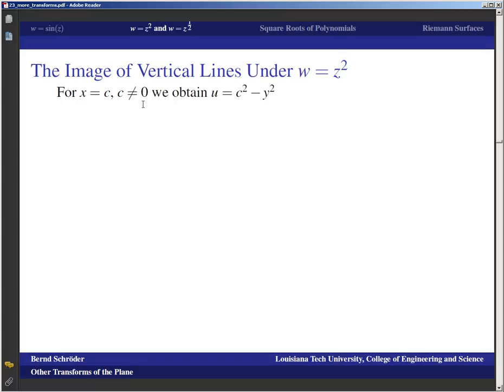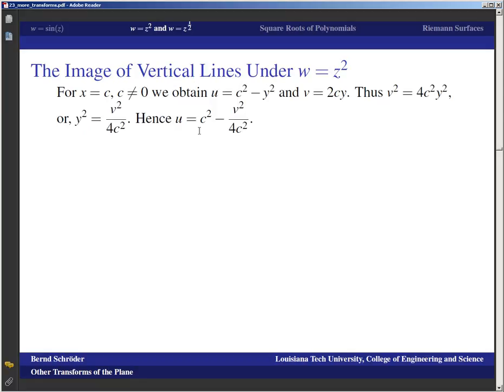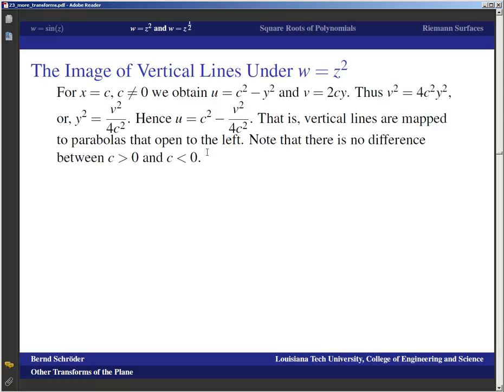Well, when x is equal to c and c is not equal to 0, we obtain that the output is c squared minus y squared in the real part and 2cy in the imaginary part. And if we just go ahead and eliminate the y, that would mean v squared is 4c squared y squared, or y squared equals v squared over 4c squared, and that means that u is equal to c squared minus v squared over 4c squared, and that's vertical lines are mapped to parabolas that open to the left.